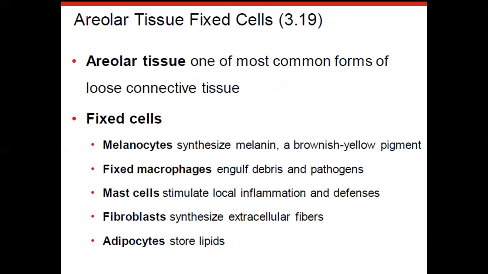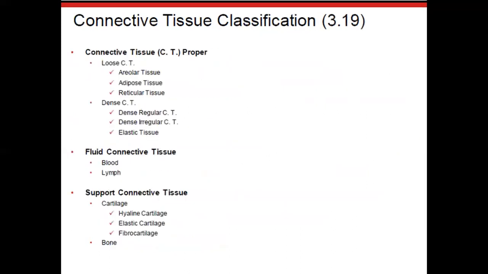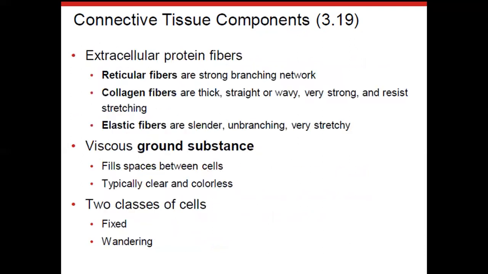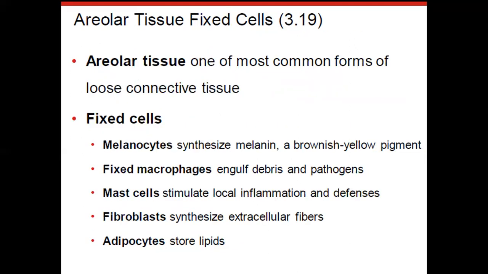Areolar tissue is loose tissue or loose connective tissue. This areolar tissue is the most common form of loose connective tissue. So I'm going to flip back and remind you that here's loose connective tissue under connective tissue proper. There's 3 types: areolar connective tissue, adipose tissue, and reticular tissue. Those are all types of loose connective tissue. The most common type is areolar connective tissue.